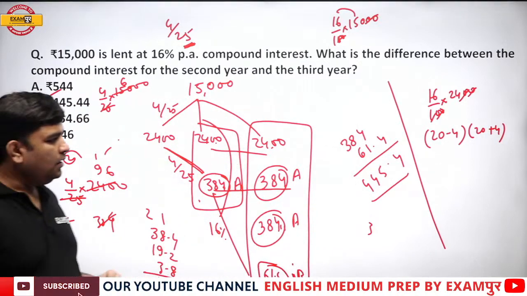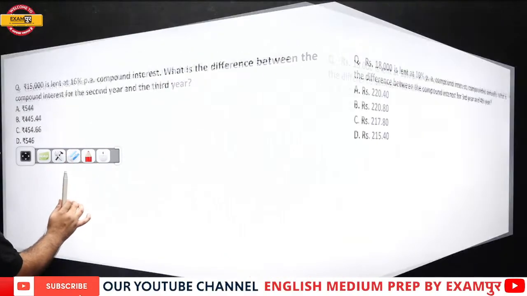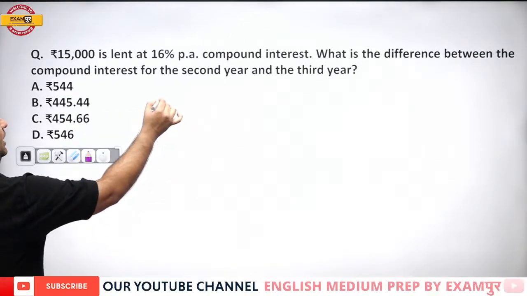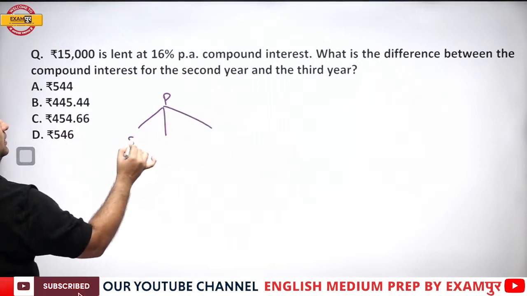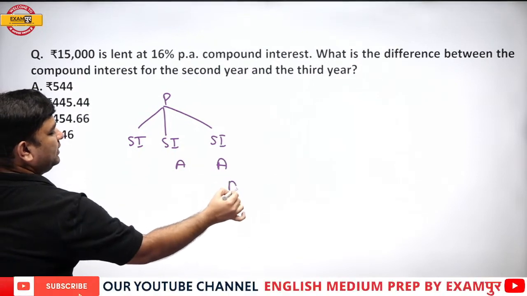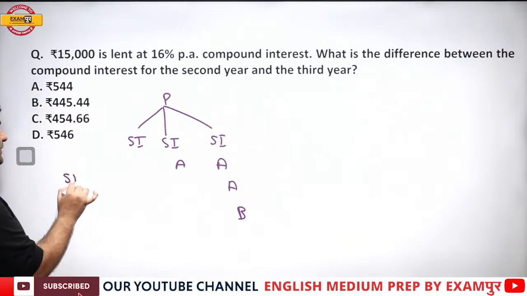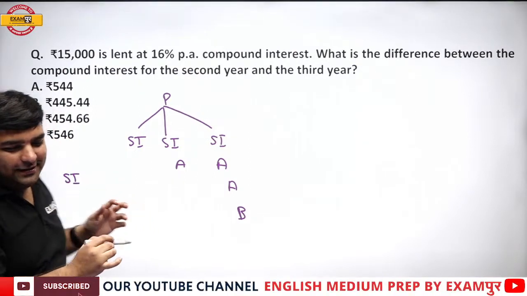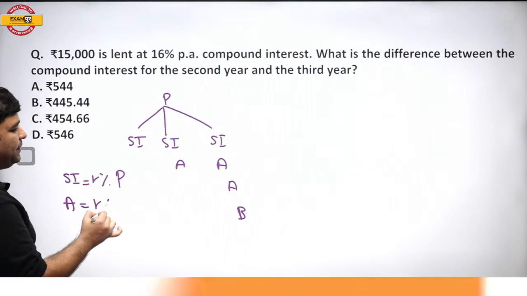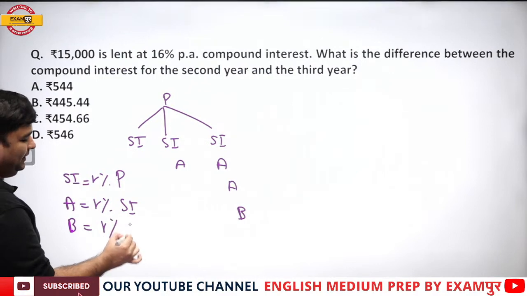However, from the tree you can only learn one thing, and that thing is this diagram of P, SI, SI, SI, A, B. So the irony is, the great thing is that SI is R% of principal, A is R% of SI, and B is R% of it. That is the irony, guys.